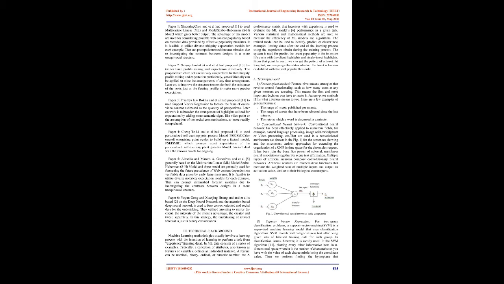Paper 5, Almeida and Marcos A. Goncalves and et al. 5 is generally based on the multivariate linear, ML, model and the Szabo-Huberman, SH, model, and these models are generally used for predicting the future popularity of web content based on historical data given by early popularity measures. It is feasible to utilize diverse popularity prediction models for each example, which can lead to decreased prediction errors due to investigating the differences between designs in a more explicit structure.